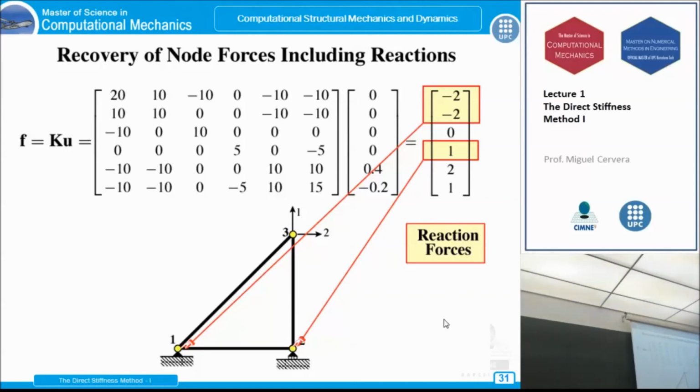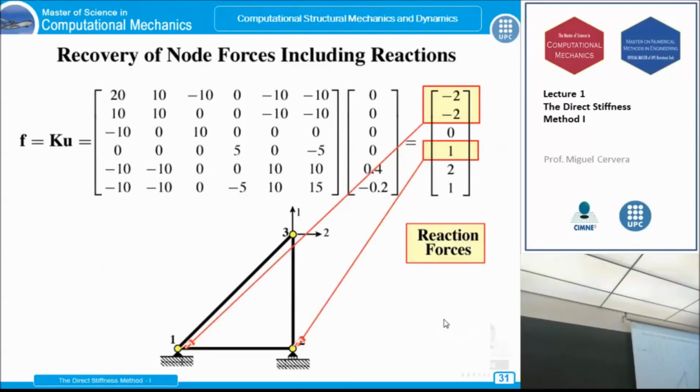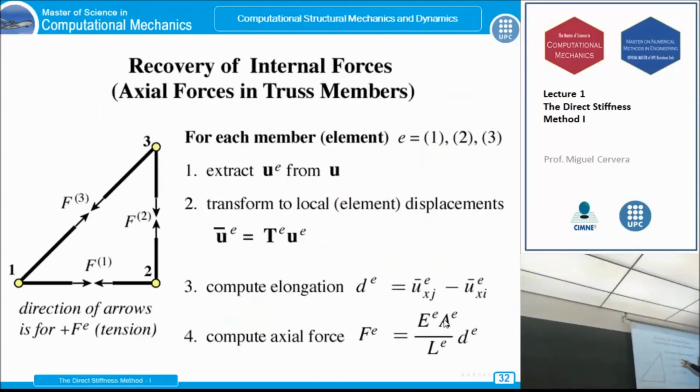Okay? We can also find the axial forces at each member. How do we do that? Well, we go to the U and we disregard the values of the nodes which are not at the element. So we extract U of the element. We transform to local, and then we compute the elongation, and then we compute the force. Okay? So we go back to each element, one in turn, and we compute the axial force.